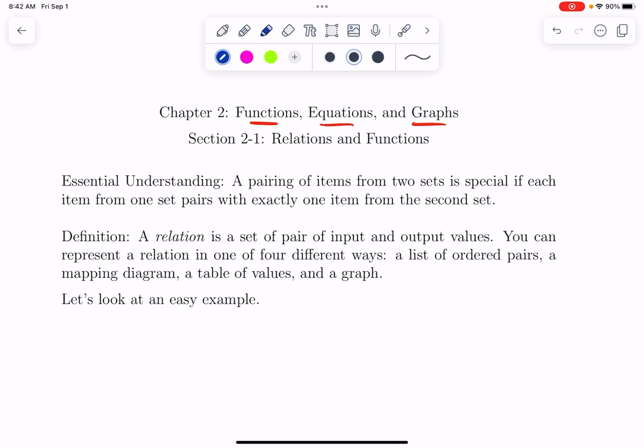So an essential understanding that we're building towards is when we have a pairing of items from two sets. That's especially special or interesting to us if every item from one set pairs with exactly one item from the second set. And we'll get more detail on that in just a moment.